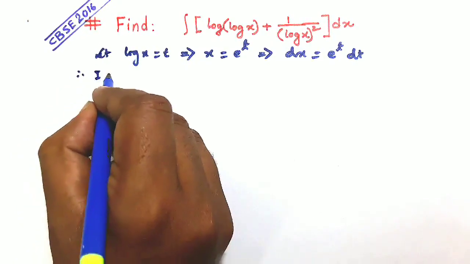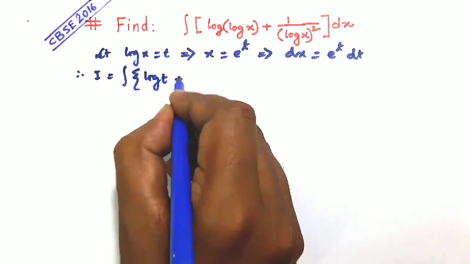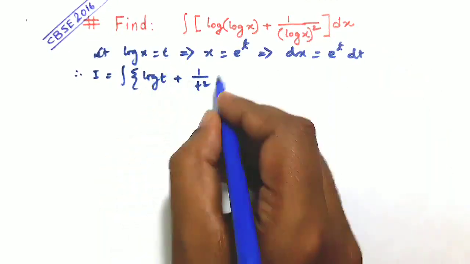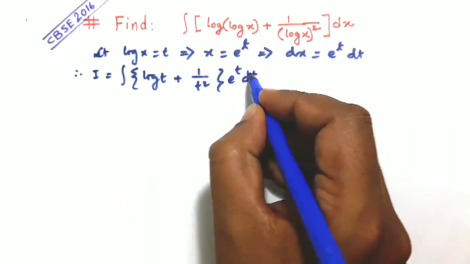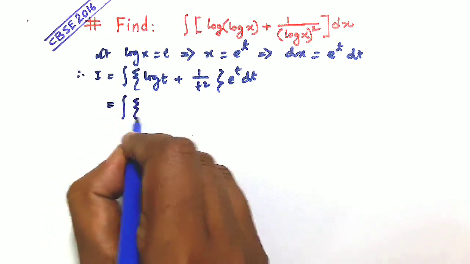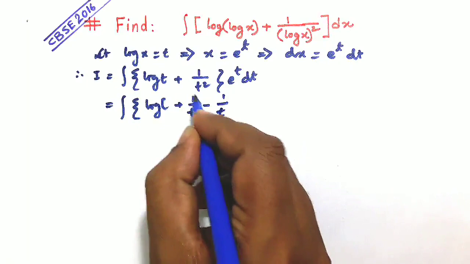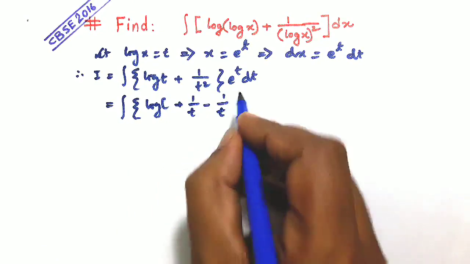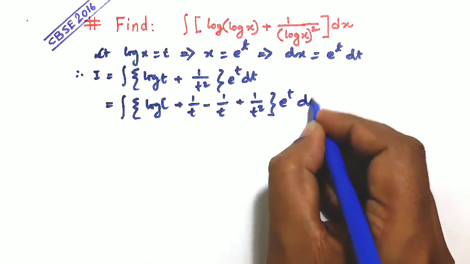Therefore, I is equal to the integration of [log of log x, which means log t, plus 1 upon log x whole square, which means 1 upon t square] dx. And what is dx? dx is equal to e to the power t dt. So this is equal to, this step is very important, integration of [log t plus 1 by t, minus 1 by t, this part is extra, we have introduced here, plus 1 upon t square] as usual, e to the power t dt.